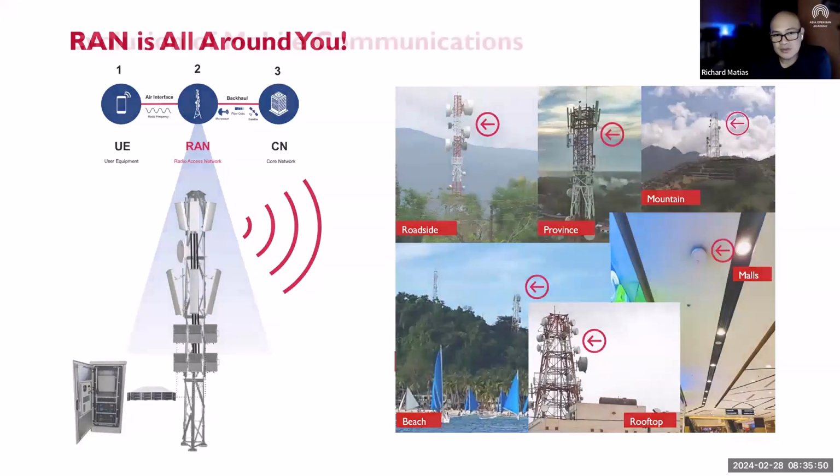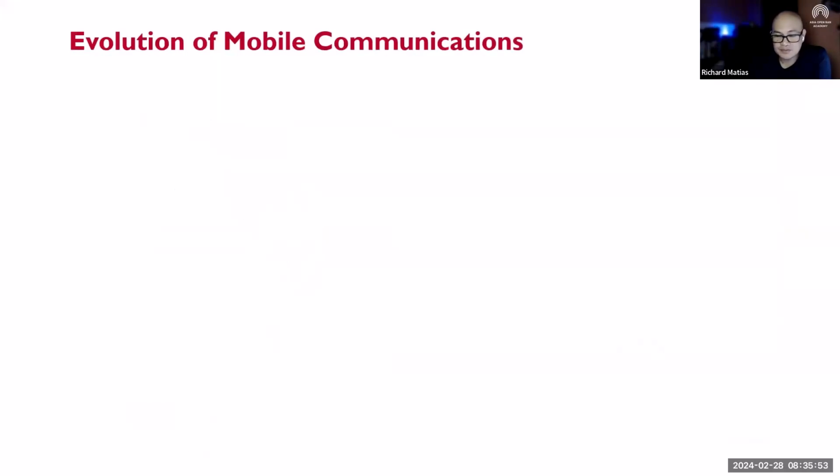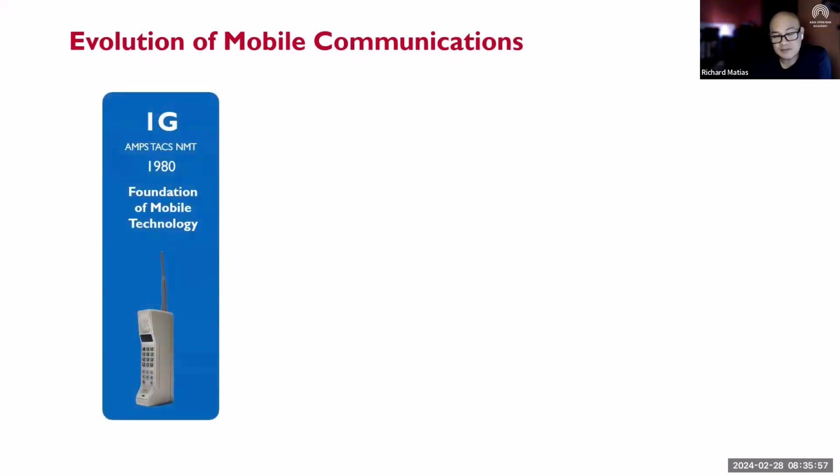Now, RAN also evolves through time. It started from 1G. We call it the foundation of mobile technology. This is the first time where people started to become mobile when using their phone. We started with the POTS, plain old telephone system, where it is installed inside your house. If you want to make a call, you need to go inside your house and then make the call. Or if someone is calling you, you need to go inside your house and then answer the call.